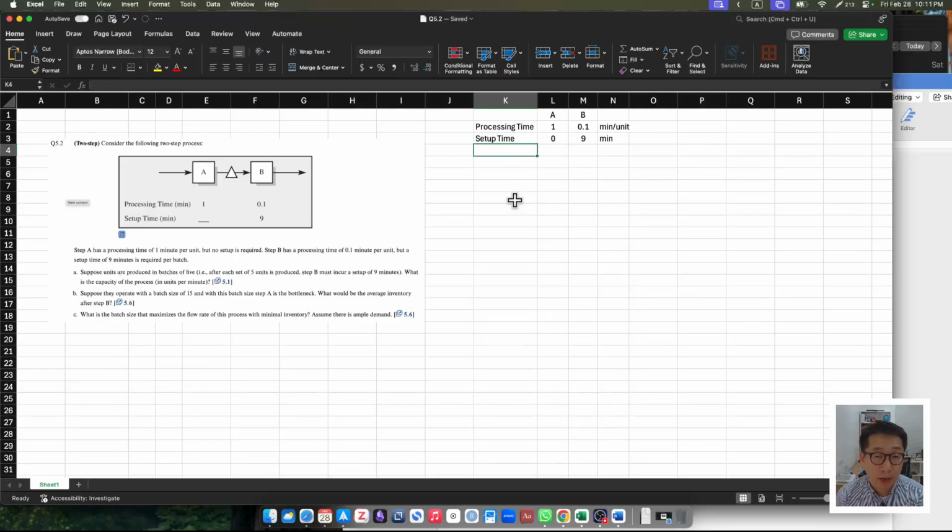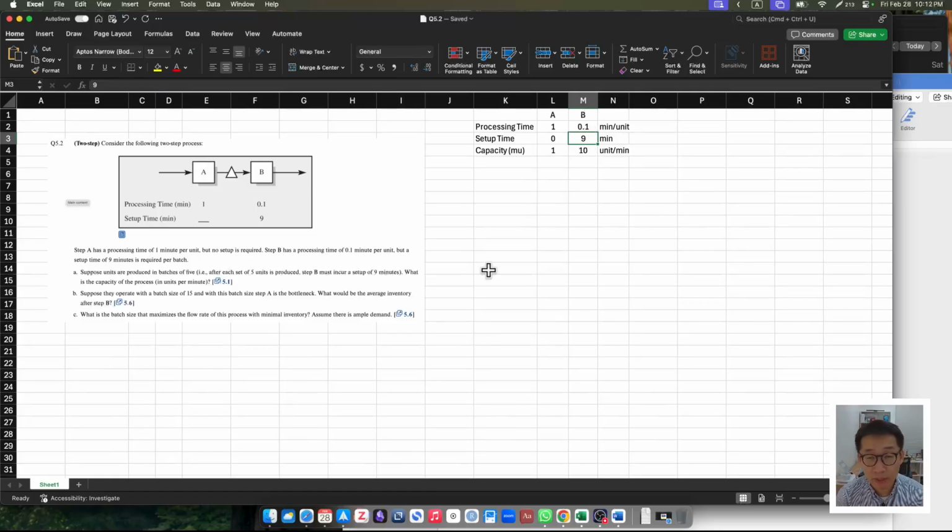Okay, so without considering the batch size, the capacity, which is essentially our mu, is basically 1 over processing time. For A that's 1 minute per unit, so 1 unit per minute. The capacity for B is going to be actually 10 units per minute. So potentially B is a lot faster, but B has a setup time that A does not have. So we're not quite sure how this setup time is going to impede or hinder the capacity of B.